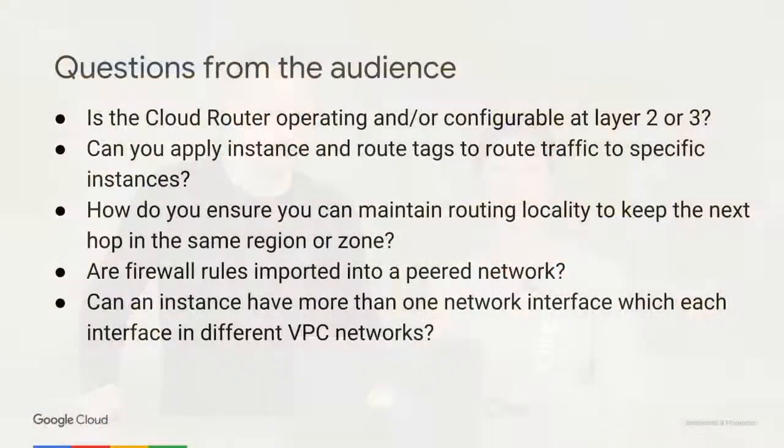And the last one is, can an instance have more than one network interface, with each interface in different VPC networks? Sorry, say that again. Yeah, so this was a good example. This was the third-party firewall that I configured in that use case, right? That was an underlying VM running a third-party firewall appliance on top of it, and it had one NIC sitting in the VPC on the left and one NIC sitting in the VPC on the right. So you can absolutely do that. You actually have 8 NICs to play with.